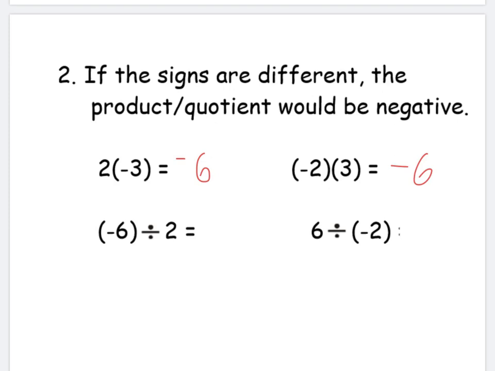It works the same way for division. So if I'm looking at negative 6 divided by positive 2, my signs are different, so my answer is negative, and then 6 divided by 2 is 3. Same thing with this example. If I'm looking at my signs, they're different again, so that tells me my answer is negative. And then 6 divided by 2 still is 3. So my answer still is negative 3.